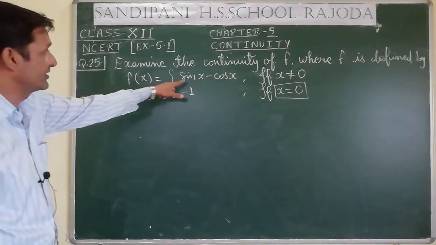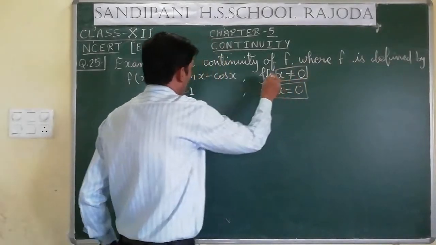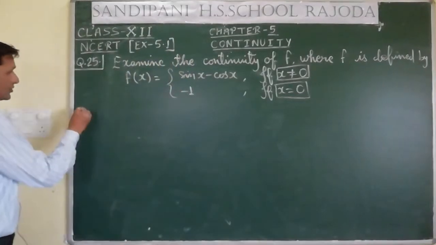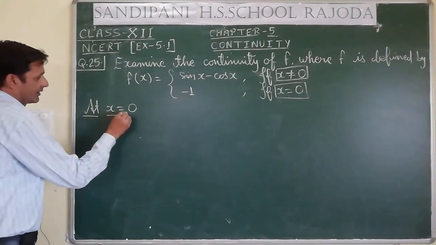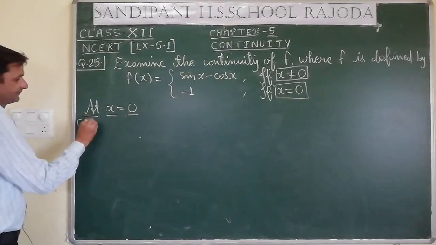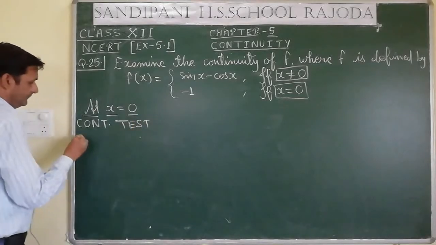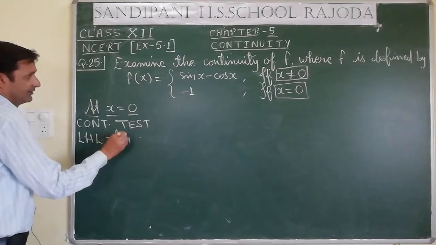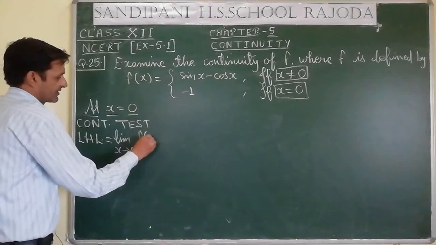So this is f of x is equal to sin x minus cos x if x is not equal to 0, and f of x is equal to minus 1 if x is equal to 0. So at x is equal to 0, continuity test. LHL, that is equal to limit x tends to 0 minus f of x.